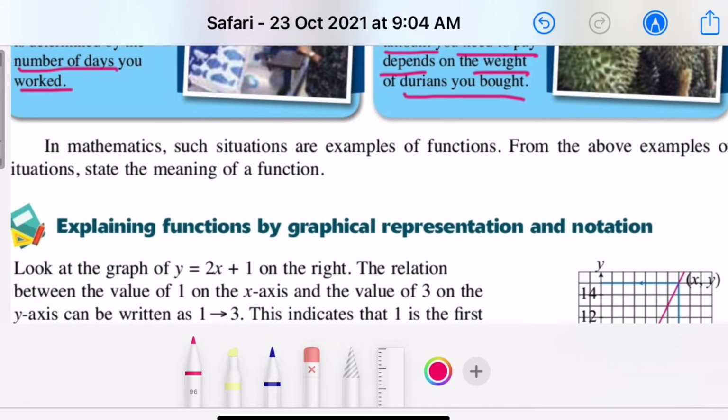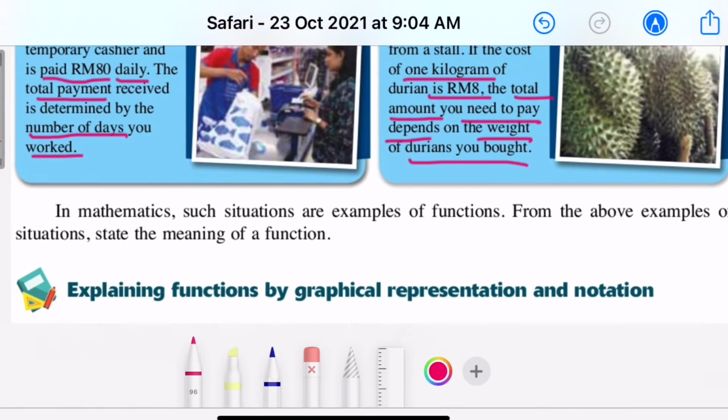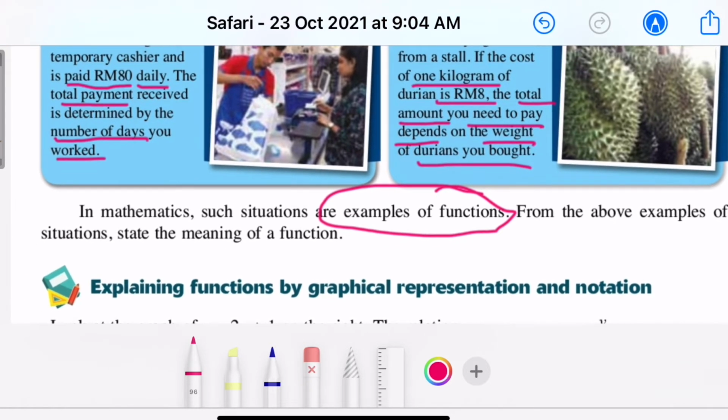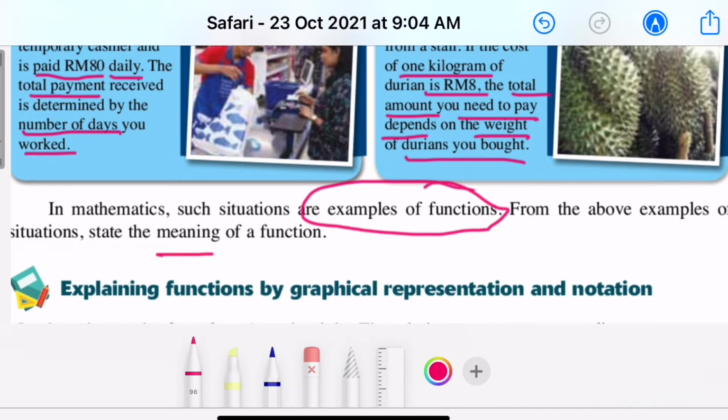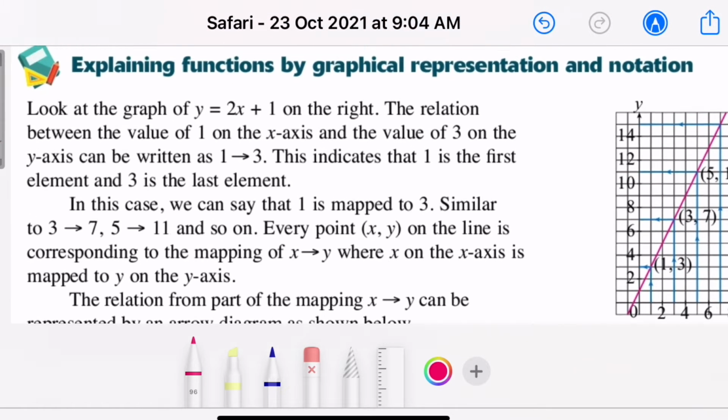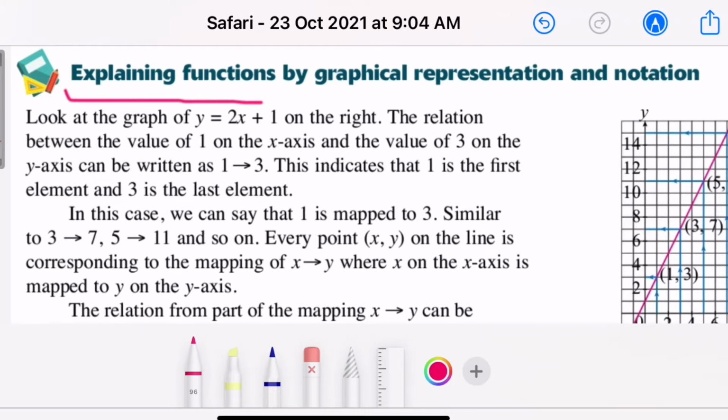In mathematics, such situations are examples of functions. From the above example of situation, state the meaning of a function. Explaining function by graphical representation and notation.